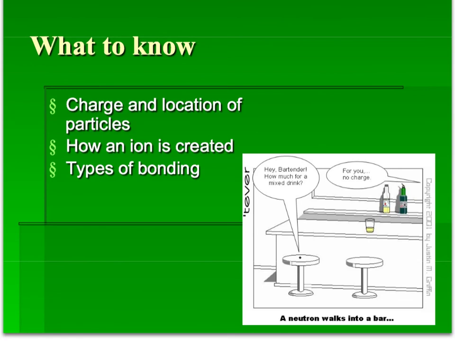Okay, so just to summarize, should be a quick video for today just to get into it. You need to know the charges and locations of the particles, so the protons, the electrons, and the neutrons. How an ion is created, pretty much by either losing or gaining electrons. And then lastly, just the 2 types of bonding. We're going to be talking about a new type of bonding, some people have seen it last year, hydrogen bonding, which is probably the most important one for us this year in biology. And here's just a little joke to get you going.